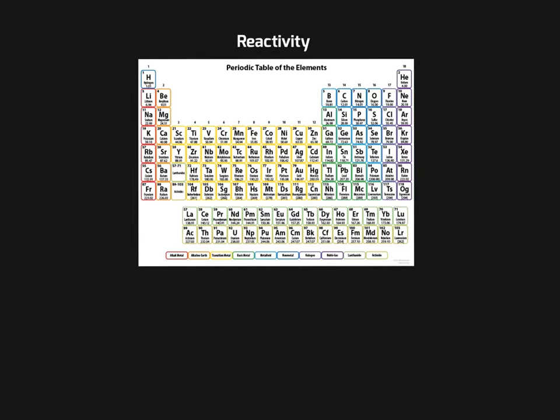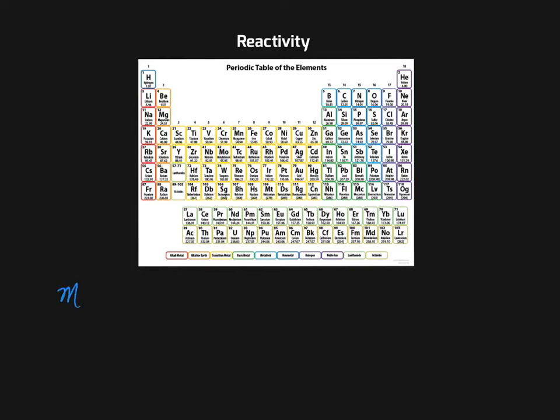All right, so the next big trend that I want to talk about is reactivity. Now, in that POGL, you should have learned about some other trends such as ionization energy and electronegativity. However, I think reactivity is probably the more important one for us at this stage. Now, with reactivity, there's actually two trends within our periodic table.